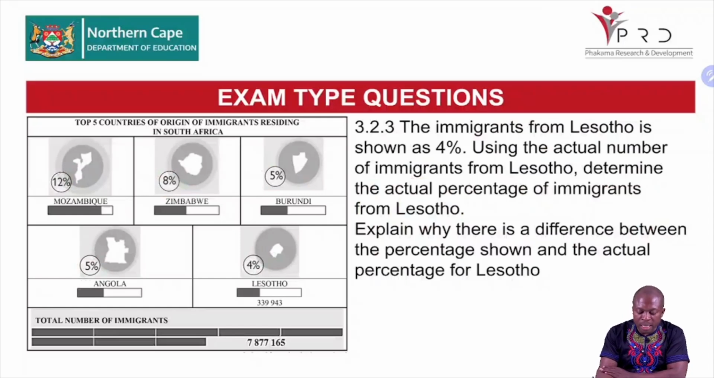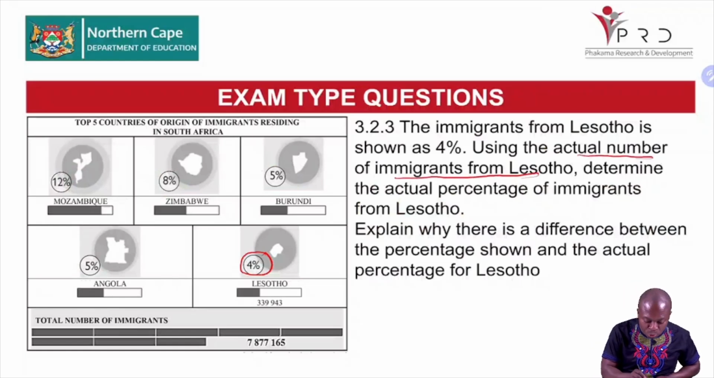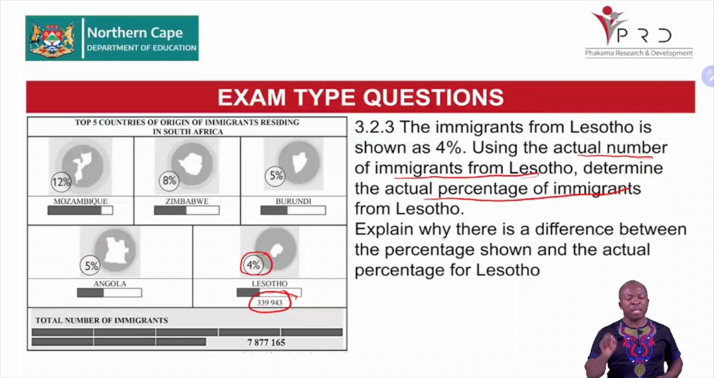3.2.3. The immigrants from Lesotho is shown as 4% here. They are showing us. Remember, it's not from you and me. The examiner told us that those from Lesotho, they are 4%. Okay? Using the actual number of immigrants from Lesotho, meaning using this 339,943, determine the actual percentage of immigrants from Lesotho.